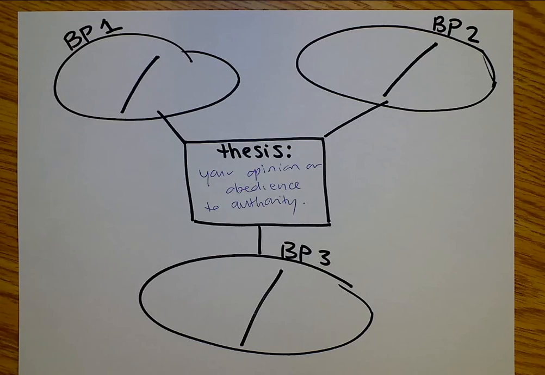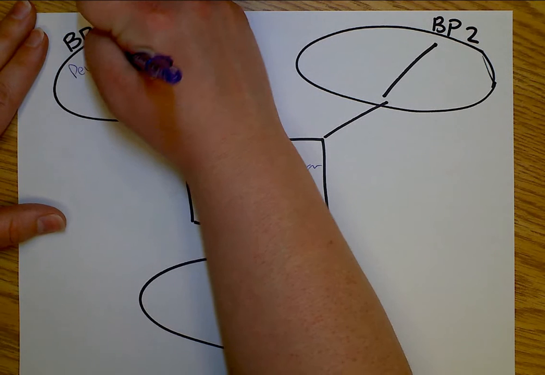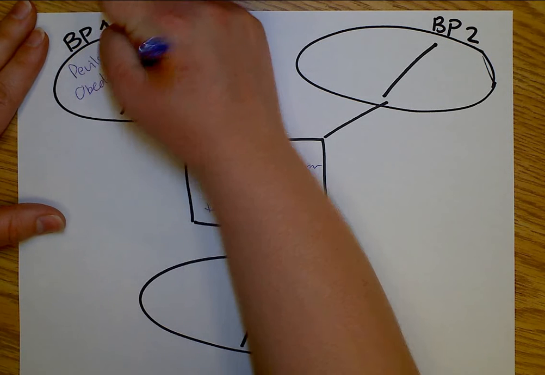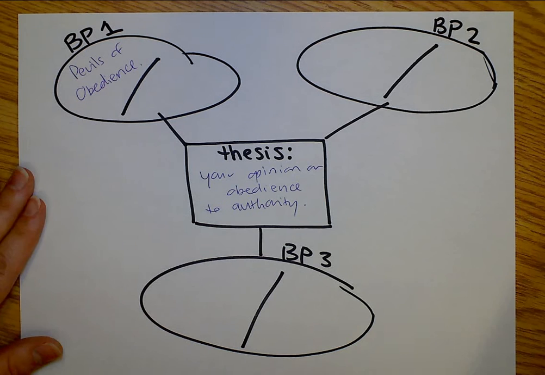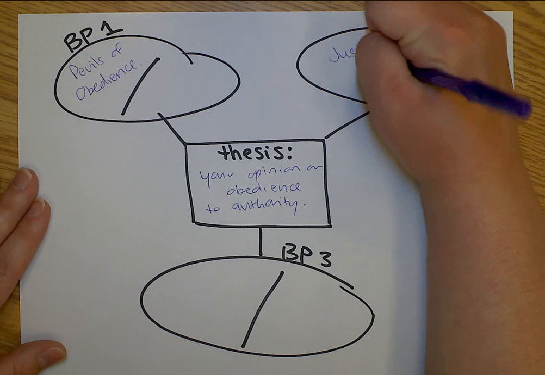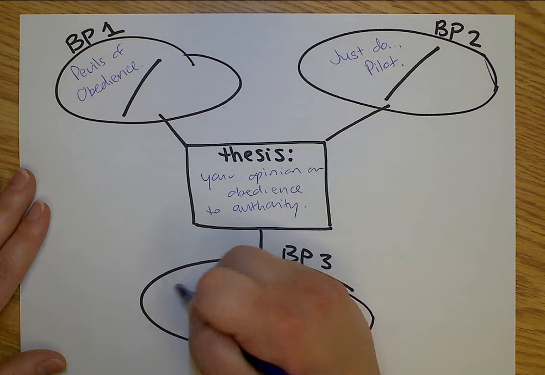Now, it seems to me that there are 3 obvious ways to organize this paper. First of all, you have 3 articles that you have to discuss, so it would therefore make sense if you did 1 article per paragraph. So maybe your first paragraph is about the perils of obedience. That would make sense because it kind of gives an overview of the Milgram experiment, so that might be good for body paragraph 1. Maybe body paragraph 2 is about the just do what the pilot tells you. And maybe the third body paragraph is about the genocidal killer article.